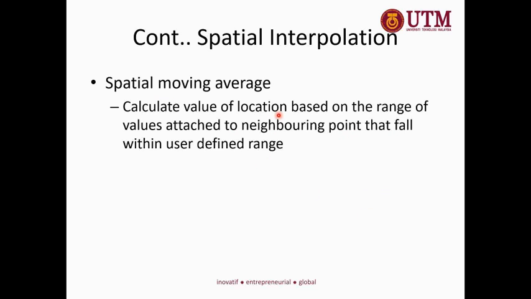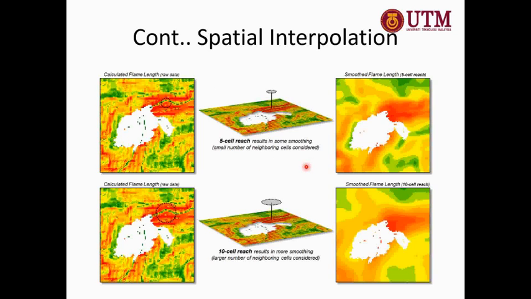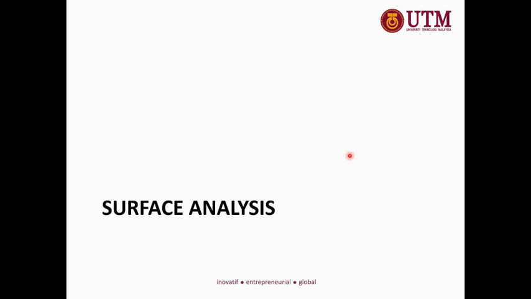The last one is spatial moving average. They calculate the value of a location based on the range of values attached to neighboring points that fall within a user-defined range. Okay, this is mostly used for raster data. So from there we calculate the raw data, combine, and then we give the value to the unknown data. Same goes over there, but the calculation happens behind the software.